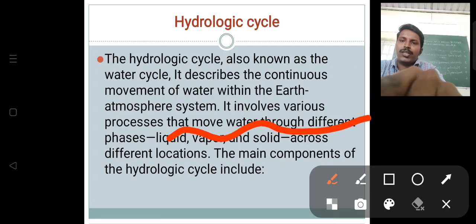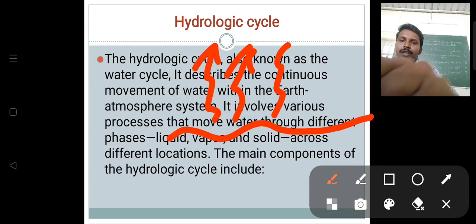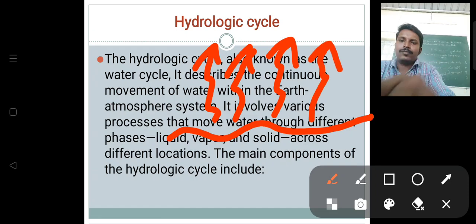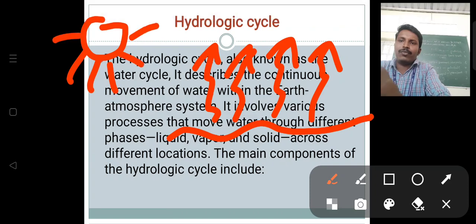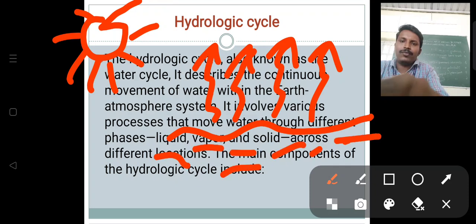It describes the continuous movement of the water within the earth to atmosphere in the form of evaporation. When the water gets heated with the help of solar radiation, that water slowly evaporates into the atmosphere.